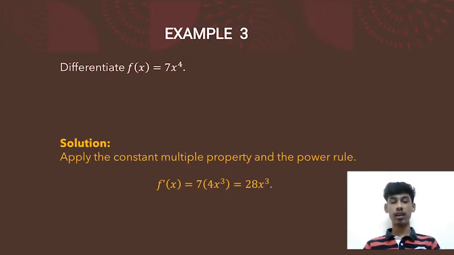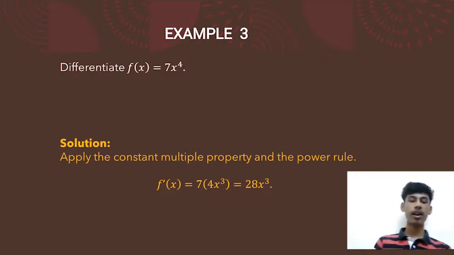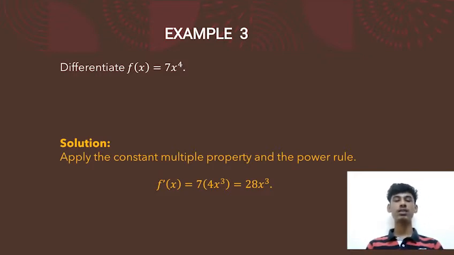Now I'm going to give an example: differentiate f(x) equals 7x power of 4. The solution applies the constant multiple property and the power rule, which is f prime of x equals 7 times 4x cubed, equals 28x cubed.